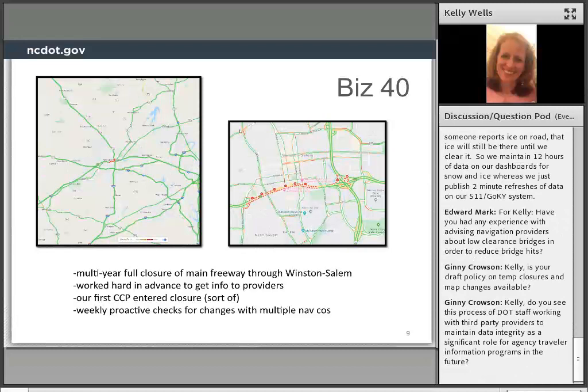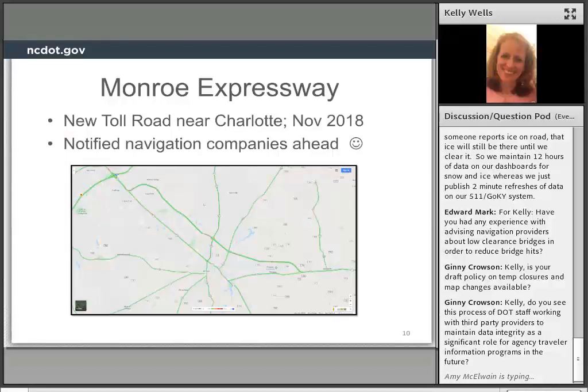So we look at the major map providers and at places where, sometimes I've found with these closures, they'll put them in well, but taking them out doesn't always work as smoothly. I think some of them have preset times they let things live for, and your project could end before or after that, and they're not as good at taking things out. So we're proactively checking on this project every week to make sure the major apps have our information correct so we can minimize the impact of this project.